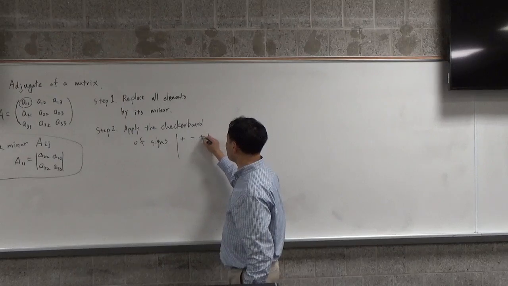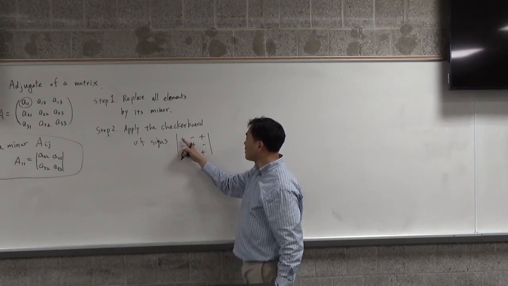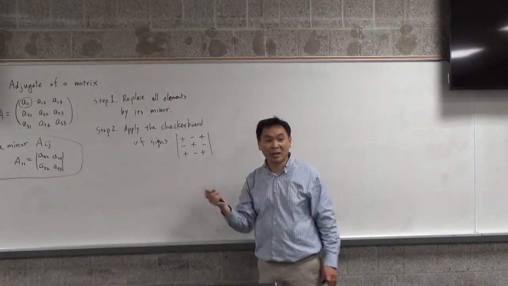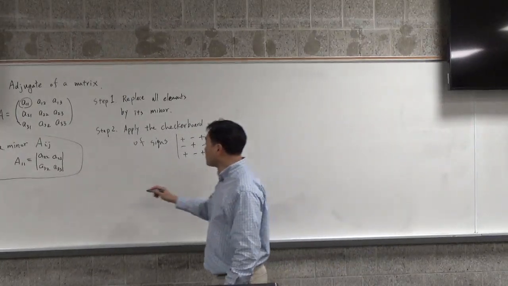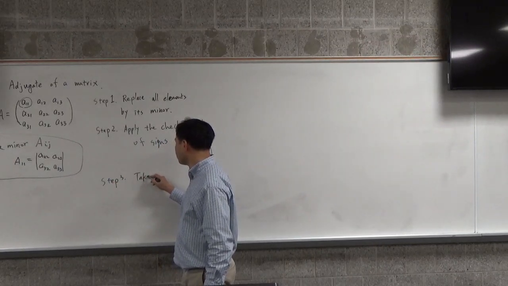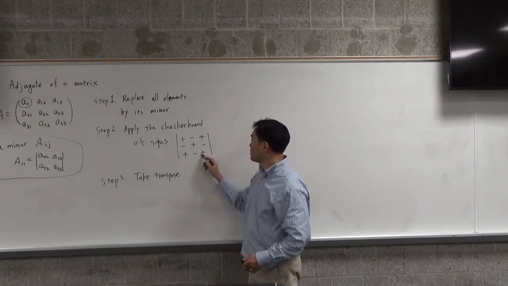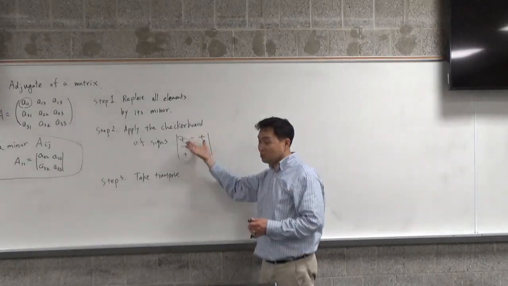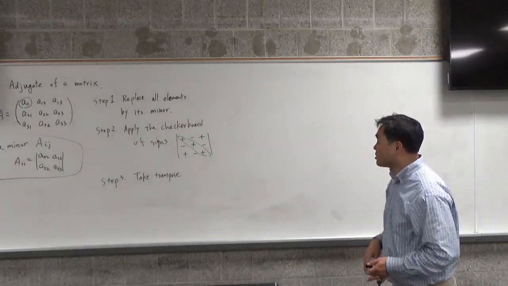So you remember this checkerboard, right? Things that are in the pluses, you leave it, but things on these positions, you negate it. So what's positive will be negative, what's negative will be positive. And then step 3, take transpose. With respect to diagonals, diagonals stay in the same place, but these two flip, right? That's transpose. If you do that, you get the adjugate of a matrix.